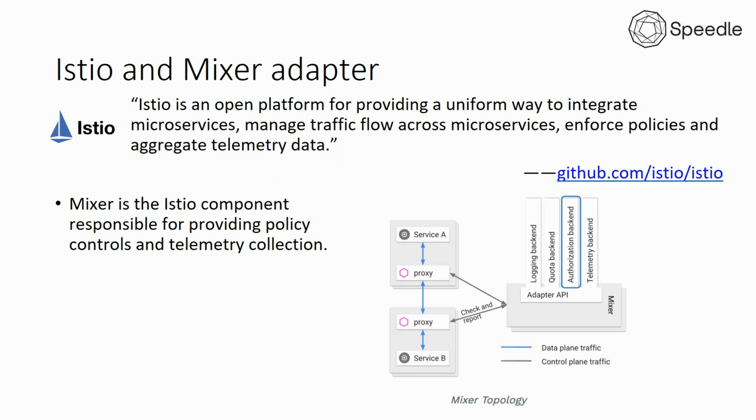Istio is an open platform for providing a uniform way to integrate microservices, manage traffic flow across microservices, enforce policies, and aggregate telemetry data. And the Mixer is the Istio component responsible for providing policy controls and telemetry collection.